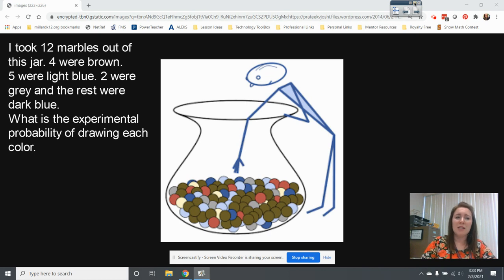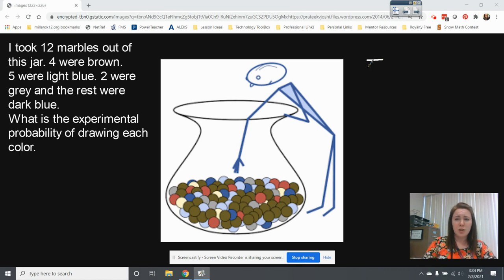I took 12 marbles out of this jar. 4 were brown, 5 were light blue, 2 were gray, and the rest were dark blue. What is the experimental probability of drawing each color? So, experimental probability is very similar to theoretical probability. It's just the numbers are different.